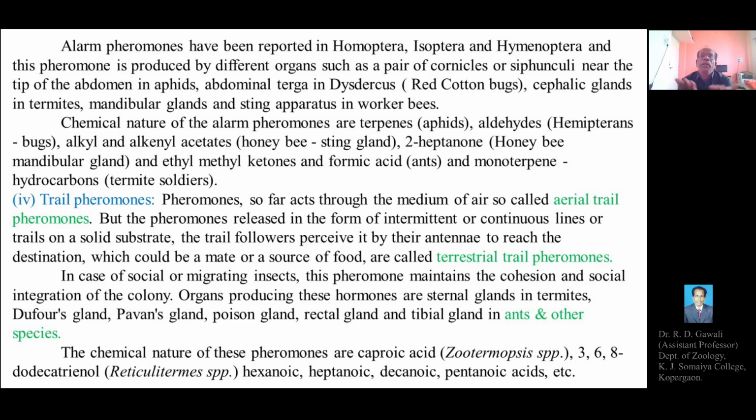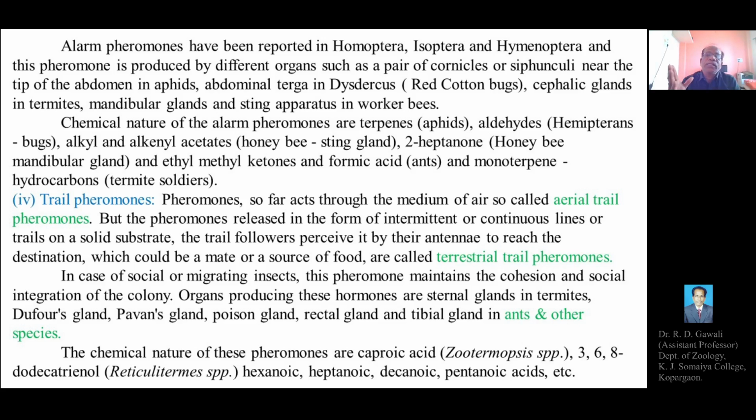this pheromone maintains the cohesion and social integration of the colony. We know the example of the honeybees, that is the queen substance, the queen bee secreting a complex mixture of a number of chemicals, which will be responsible for the cohesion, keeping all members of the colony together for cohesion purposes in case of a social insect, that is honeybees.